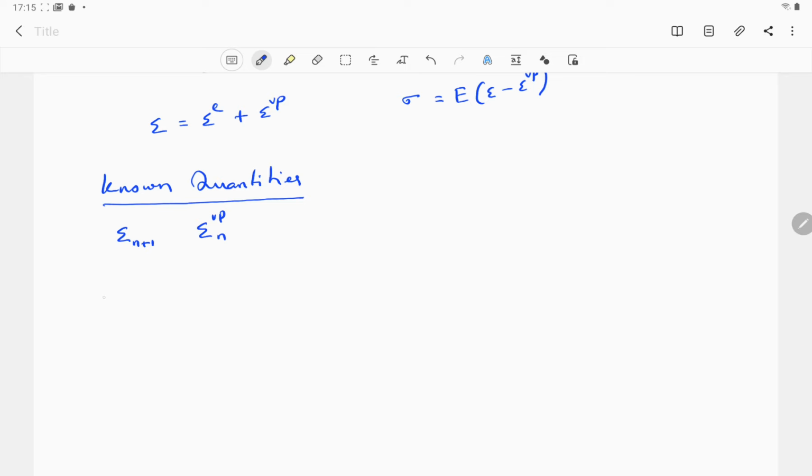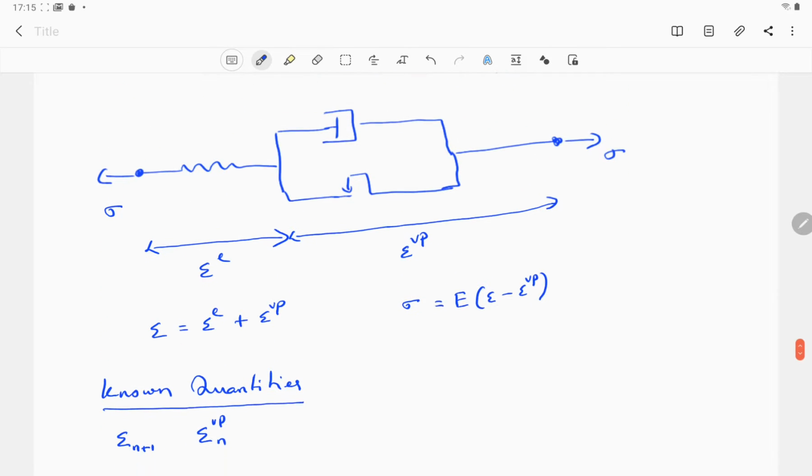Okay, now what do we need to calculate? We need to calculate epsilon n plus 1 of Vp, and mainly sigma n plus 1. Okay, so this is what we need to calculate. Okay, how to do that? So for that, we need to construct some equations, evolution equation for this epsilon Vp, the viscoplastic strain. So let's see how to do that.